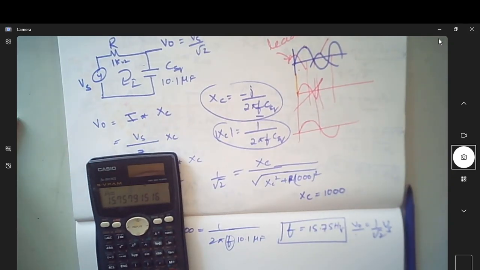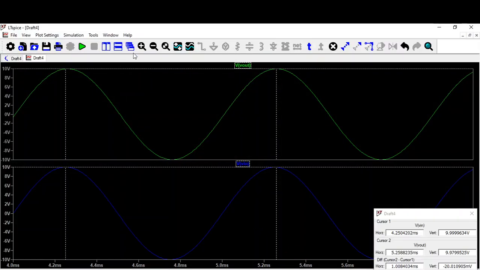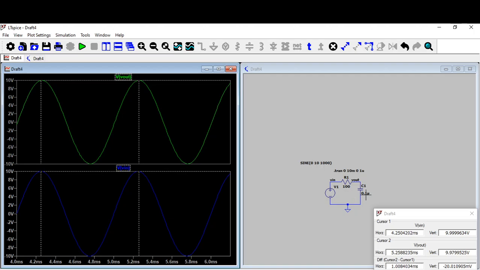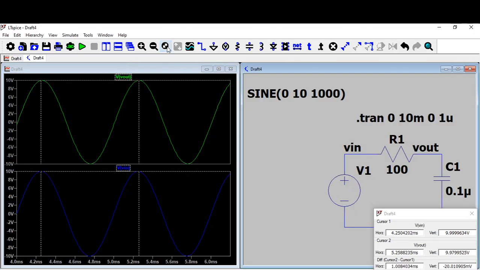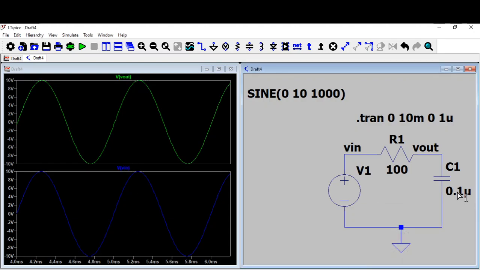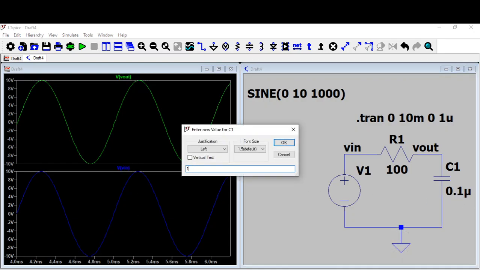Now how do we do the simulation of this? You can go to the same circuit we had earlier. I'll take the same circuit. In order to make this zoom, you can make it so and so. Now it is 10.1 micro. This is 1k, this is 1k.